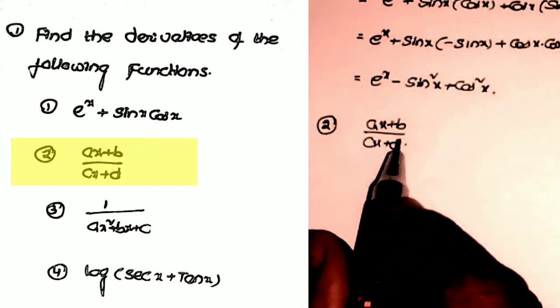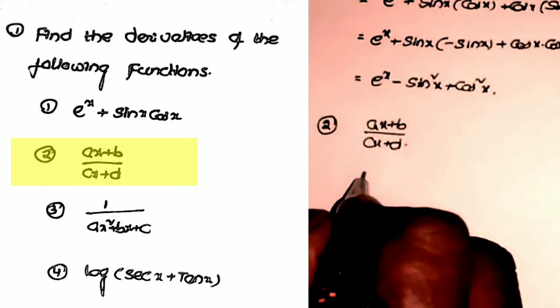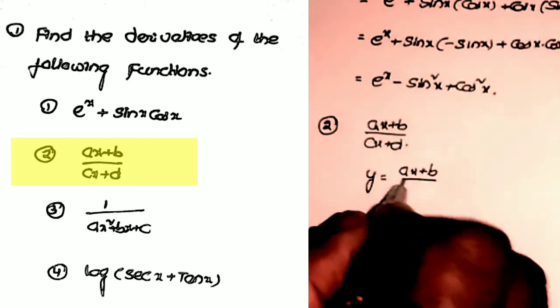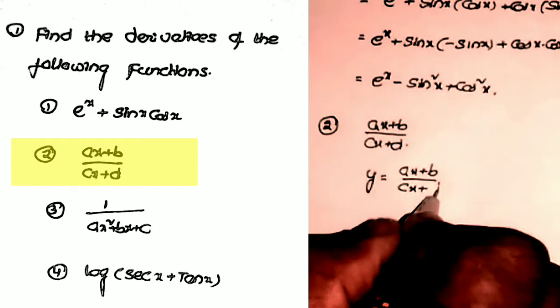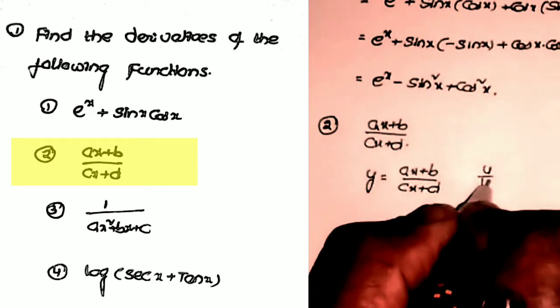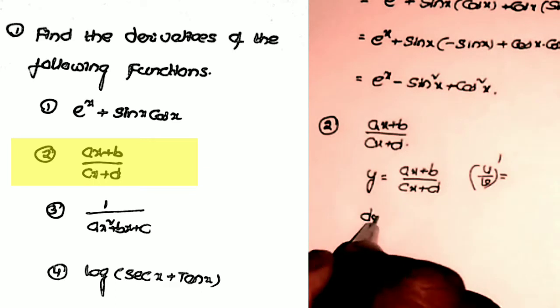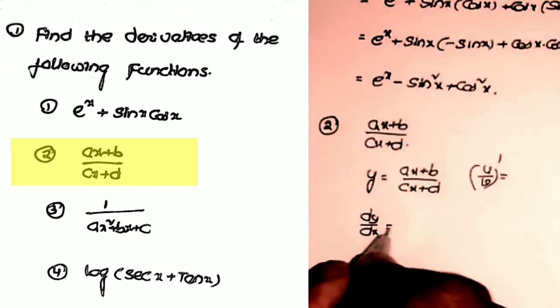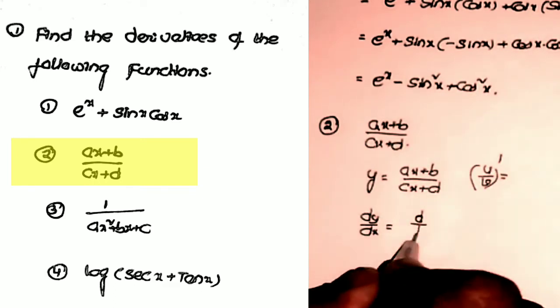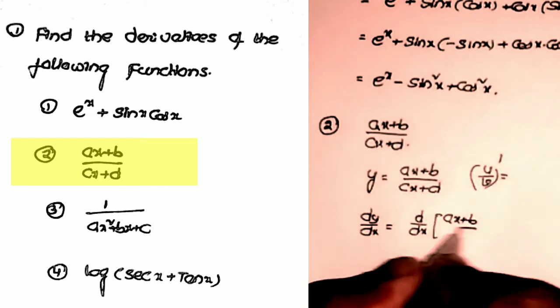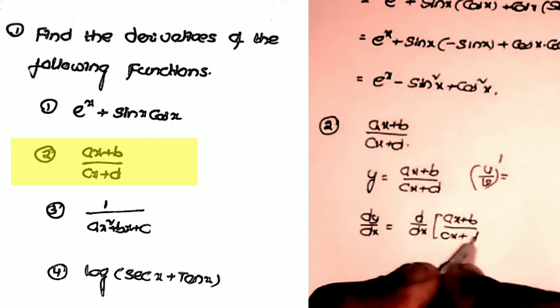Second question, ax plus b by cx plus d. First I take this equal to y. Y is equal to ax plus b by cx plus d. Now this is in the form u by v. Now what is the u by v whole dash formula? We want the derivative value, that is y dash meaning dy by dx. Dy by dx is equal to d by dx of the given quotient, that is ax plus b by cx plus d.